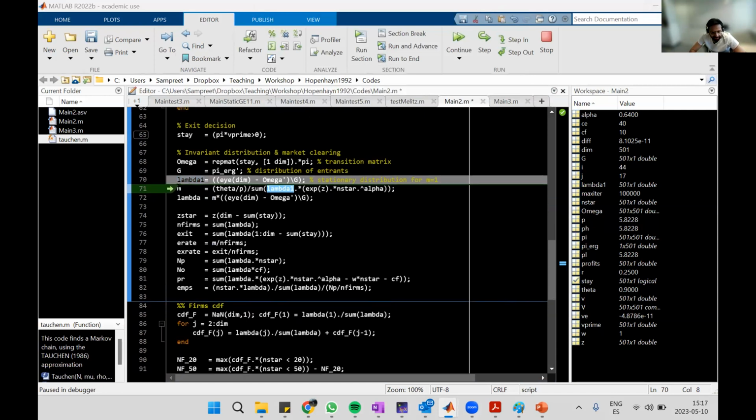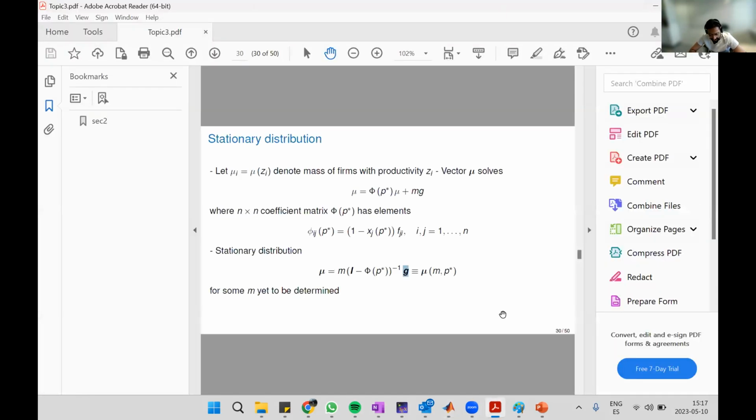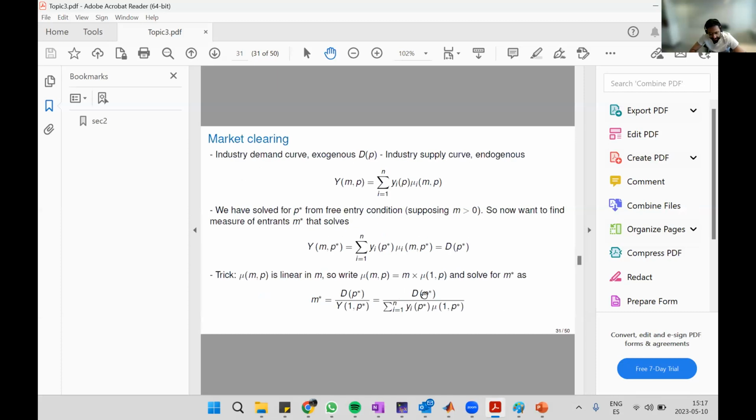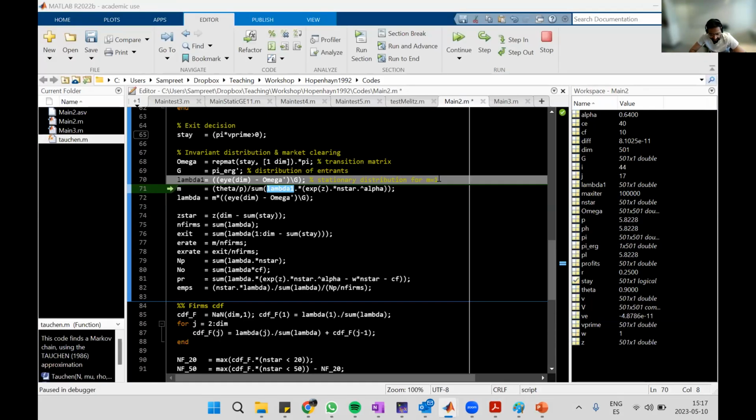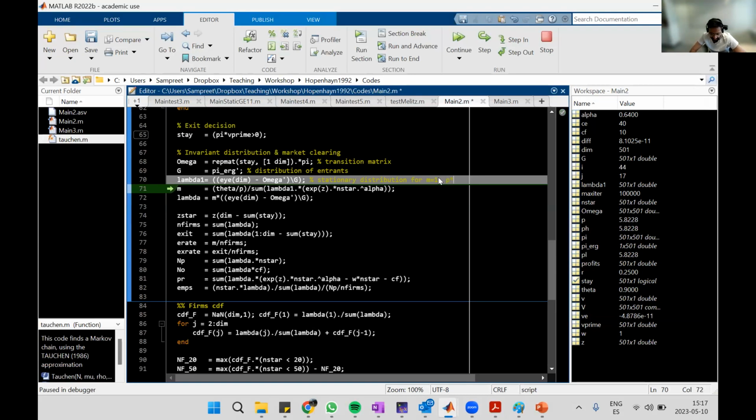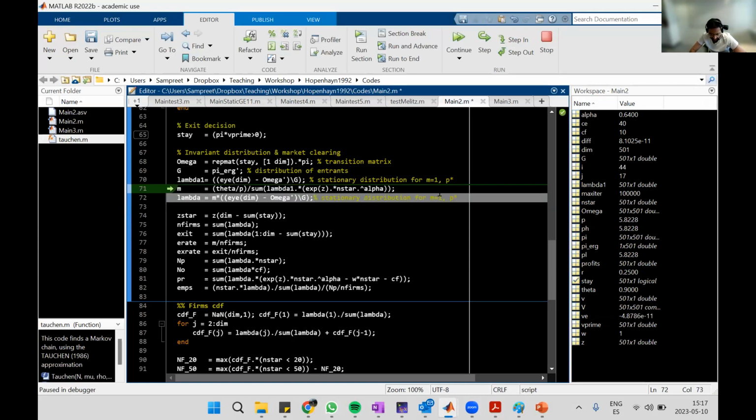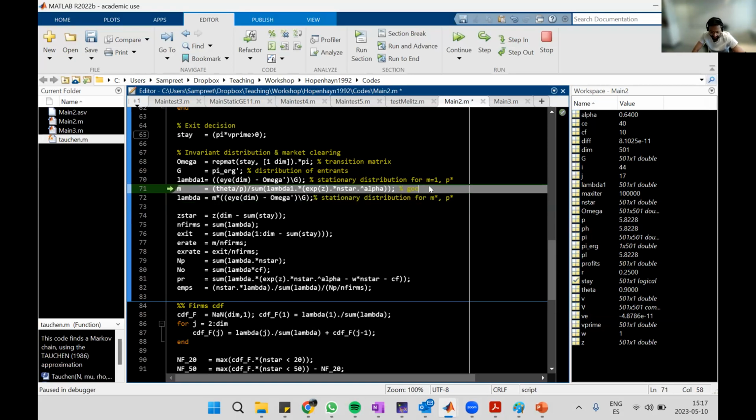Now, how to compute M? Remember what M is. Going back to the slides, we know that M is nothing but total demand divided by total output at M equals 1. So we have computed this for mu1 and P star, and then we will compute this for M star and P star. This is the goods market clearing.